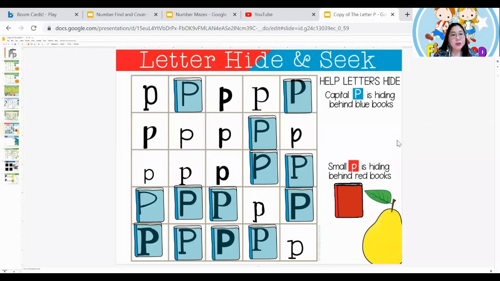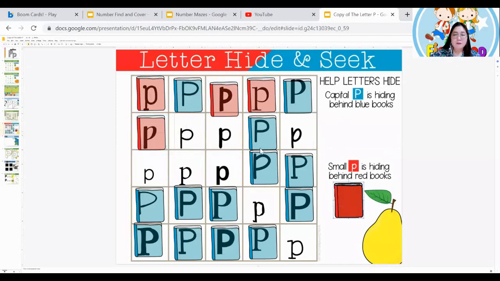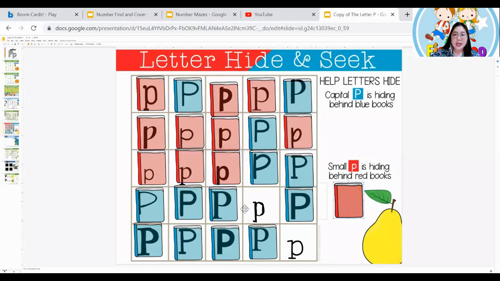So we already found our capital. Now it's time for us to cover with a red book the lowercase letter p. So let's count together. 1, 2, 3, 4, 5, 6, 7, 8, 9, 10, 11, and 12. So we covered all the capital and all the lowercase letter P's.